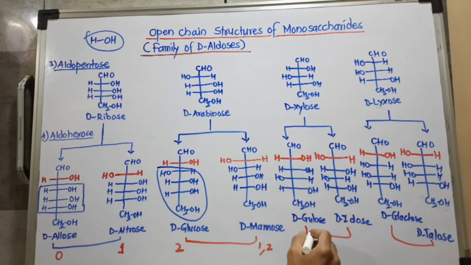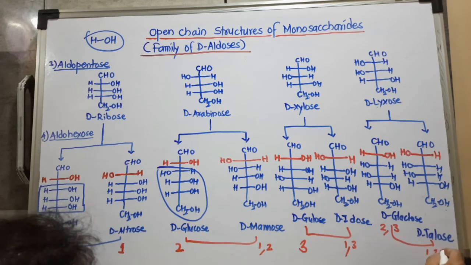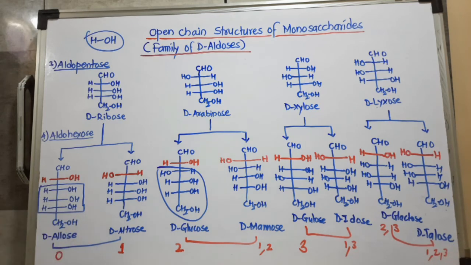For gulose, this is 1. This is 3. And for idose, this is 1 and 3. For galactose, this is 2 and 3. And for talose, this is 1, 2 and 3. So you remember, from these numbers, you will come to know the position of hydroxyl group.